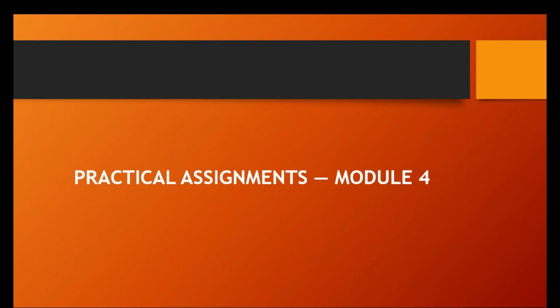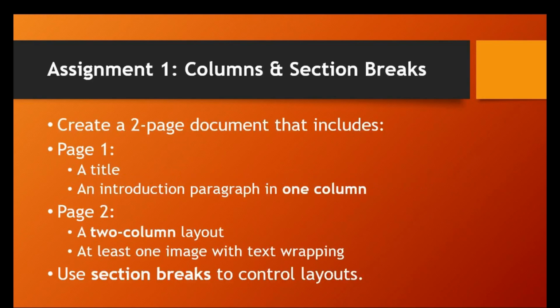Practical assignment on Module 4. Assignment 1: columns and section breaks. Create a 2-page document. Page 1: let it have a title and an introduction paragraph in one column. Page 2: create a 2-column layout. Let it have at least one image with text wrapping. And finally, use section breaks to control your layout.